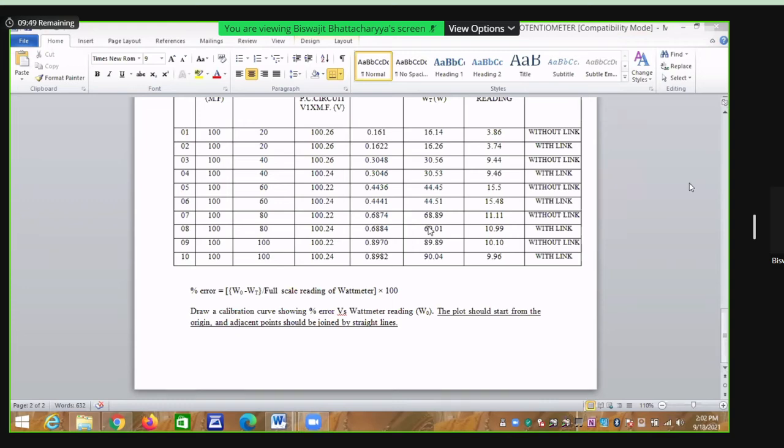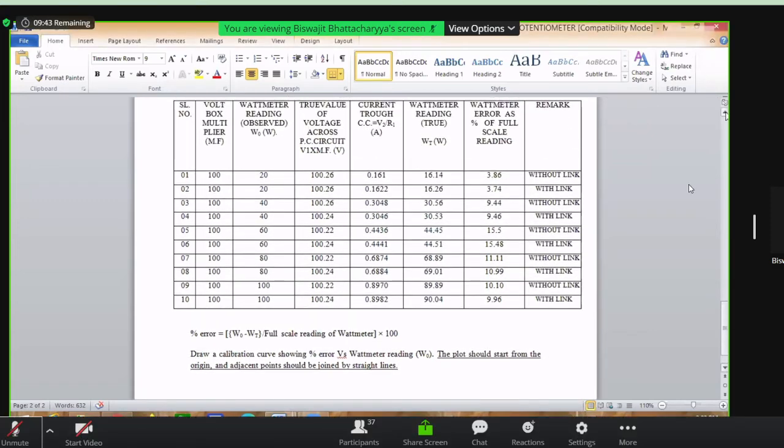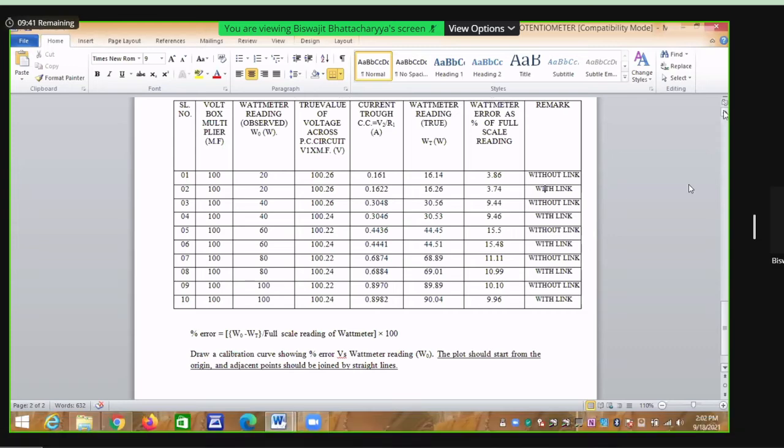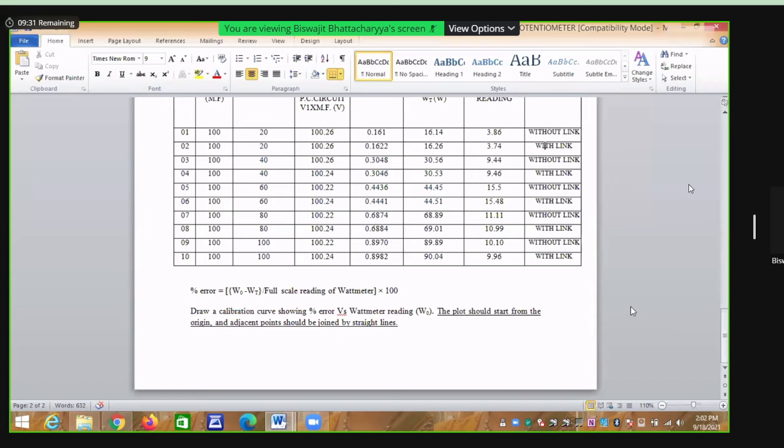Note that our graph must start from 0, because initially when no supply is given, our wattmeter pointer should start at the 0 position. Otherwise, we will say that there is some offset error. So in the calibration curve, that is an important thing. Don't forget to give the reading at the 0, 0 position. So reading 0, error 0. That will be the 0, 0 origin. From the origin, it should start.